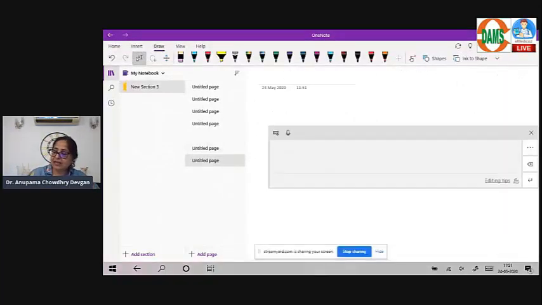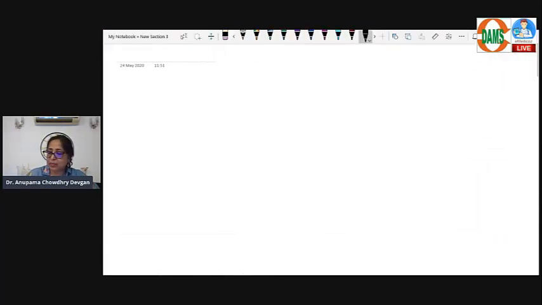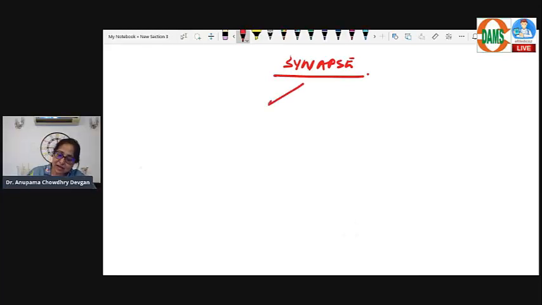Let's have a look at the next topic which I'm taking up with you here, and that is, what do you understand by a synapse? Now, when you look at a synapse, right? A synapse is a connection between two neurons or a neuron and a muscle, isn't it? Now, synapses can be classified into two major types.